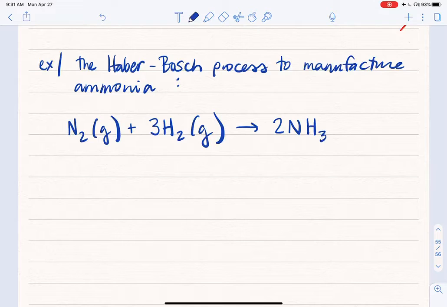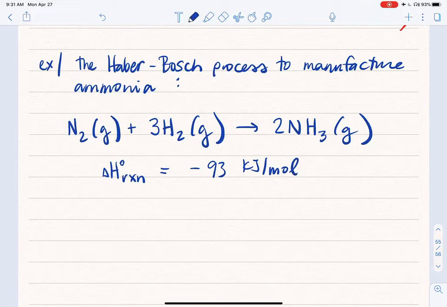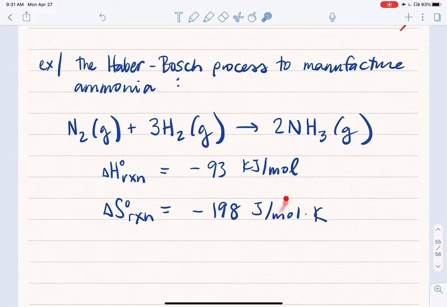And here I'm writing it as a balanced reaction. Now, you could look up or calculate the delta H for this reaction, which is minus 93 kilojoules per mole, and the delta S for this reaction under standard conditions, which is minus 198 joules per mole Kelvin. And I'm giving these to you as you would probably calculate them because usually entropy values are given in joules and enthalpy in kilojoules. So this is a situation where both of these terms are negative.